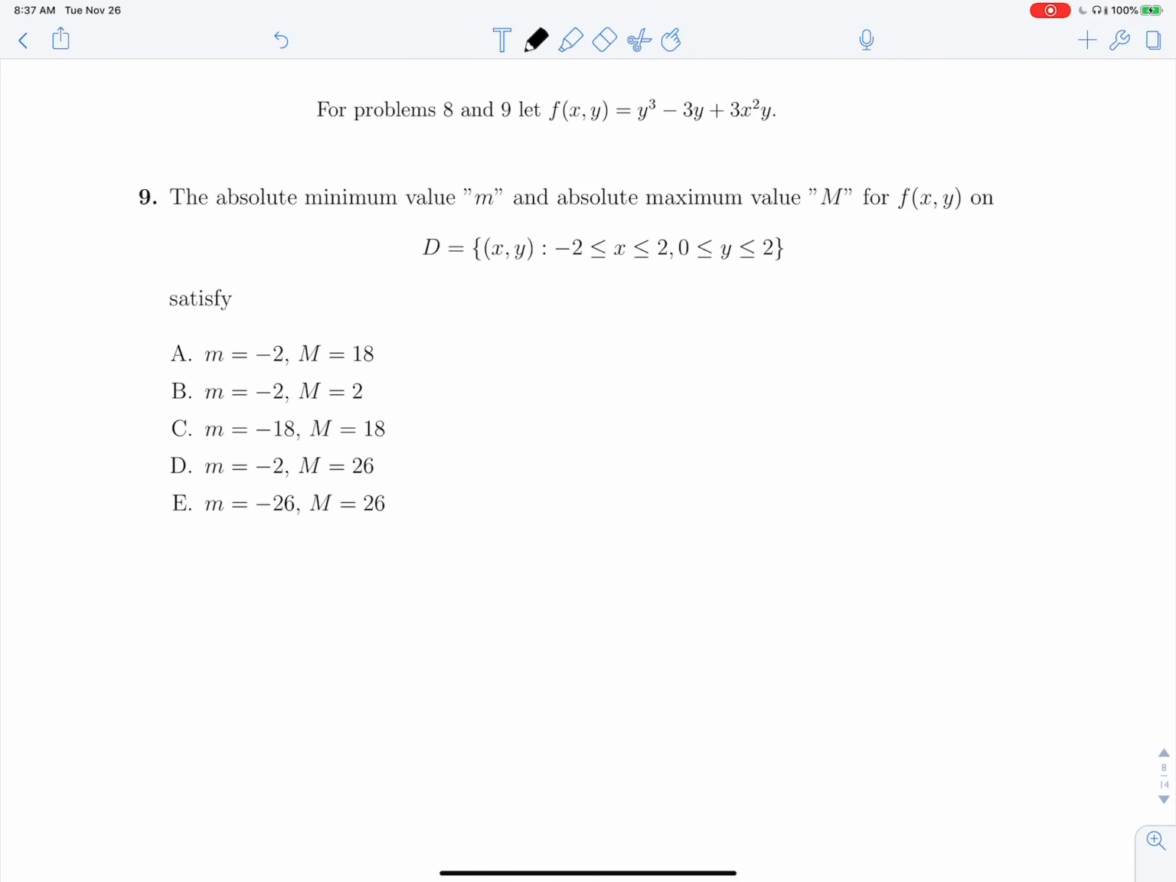Okay, the absolute minimum value m and the absolute maximum value M for f of x and y on this rectangular domain. Let's sketch this out to begin with. X runs from -2 to 2, and y runs from 0 to 2. So here's the domain we're dealing with, and we are looking for the absolute minimum and absolute maximum of this function here.